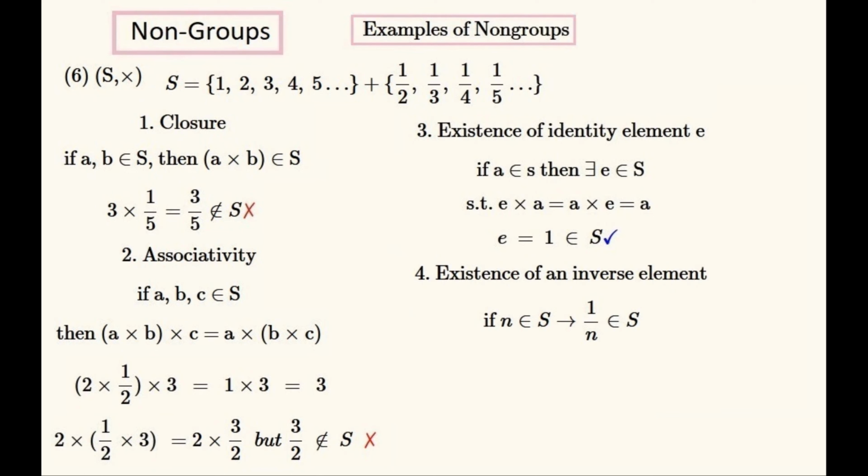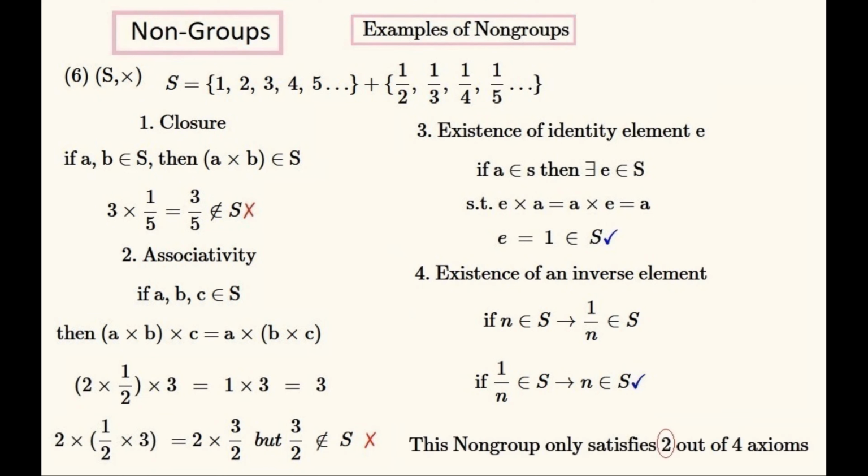And finally we'll have to find out whether an inverse element exists for each number in the set. This axiom is true for this number system because each number in this set has an inverse. So this is a non-group that satisfies 2 out of the 4 axioms. In fact, it is a strange number system because it fails the first 2 but succeeds with the second 2.